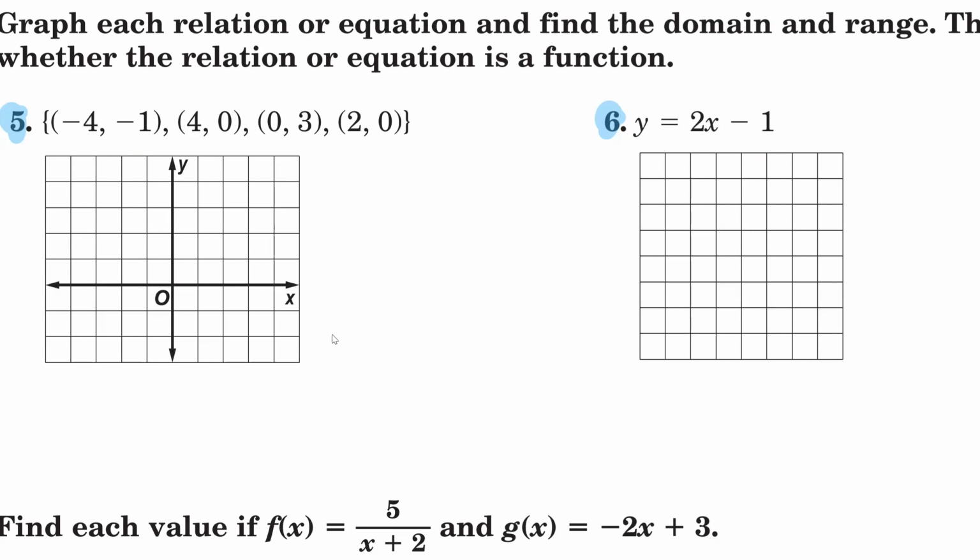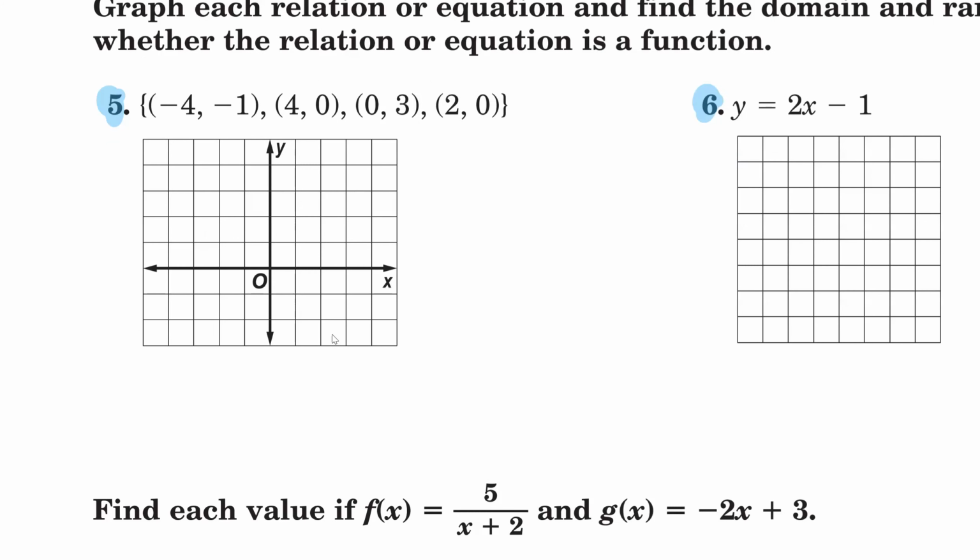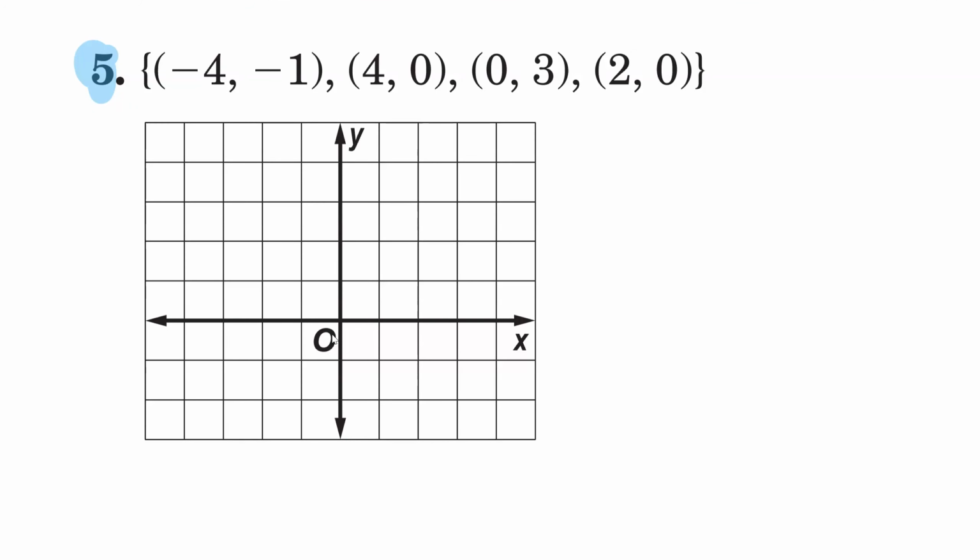Okay. Graph each relation or equation, find the domain and range, then determine whether the relation or equation is a function. So I'll give you maybe 10 seconds or so. Plot these points. Try to see what the domain and range are. So remember, it goes x, then y. This is one problem I saw in a couple tests, not putting x and y in the proper place, switching them. It's always x, then y. So (-4, -1) is right here. (4, 0), (0, 3), (2, 0). So I have those 4 dots.